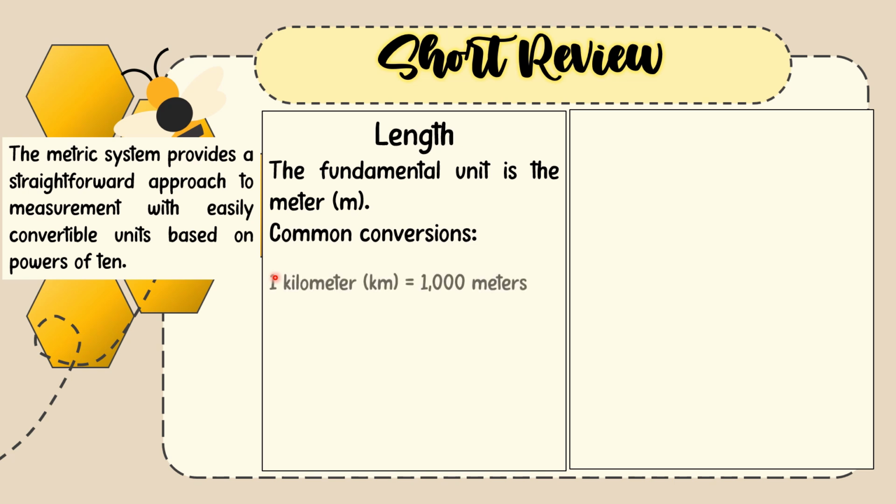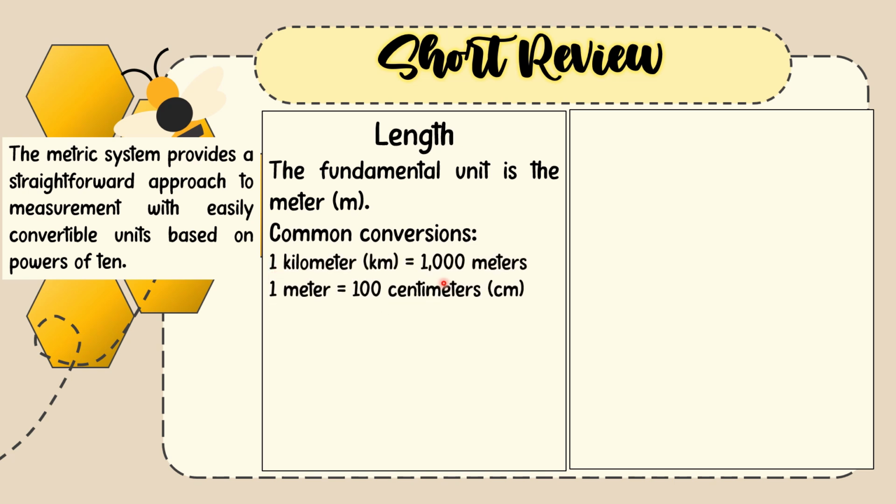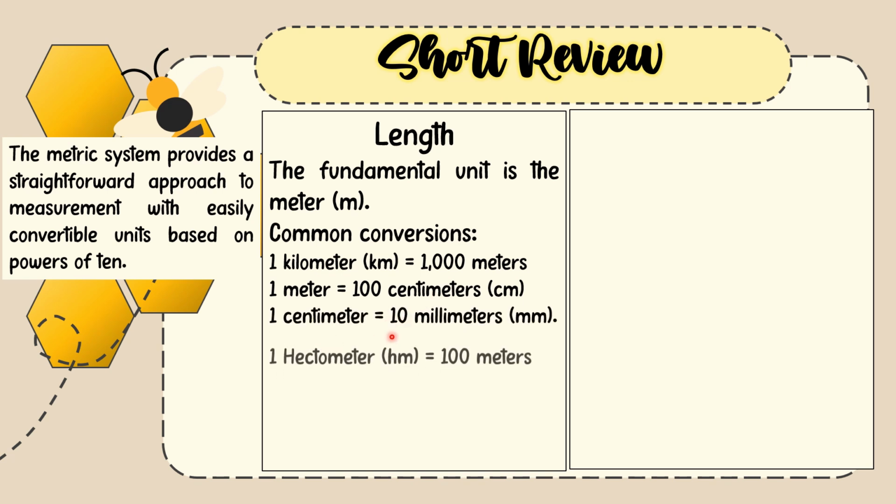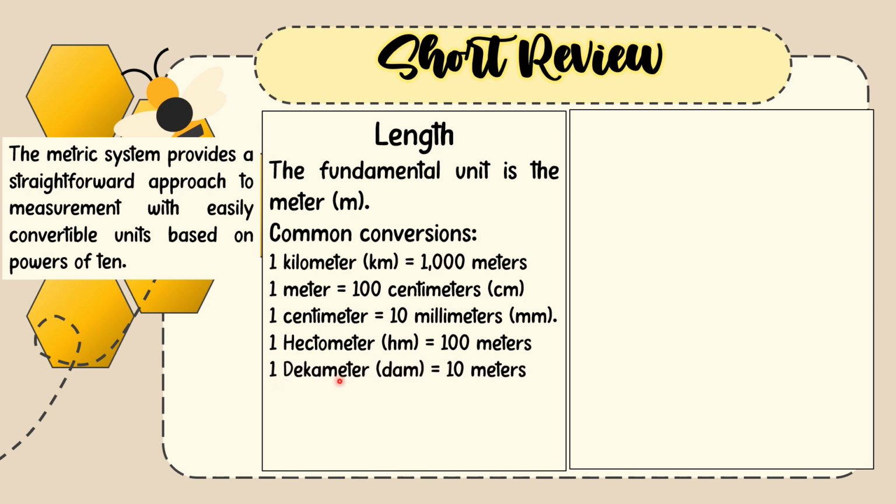So we have here the common conversions. 1 kilometer is equal to 1,000 meters. 1 meter is equal to 100 centimeters. 1 centimeter is equal to 10 millimeters. 1 hectometer is equal to 100 meters. 1 decameter is equal to 10 meters.